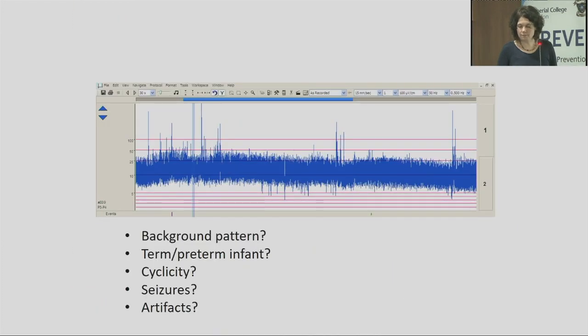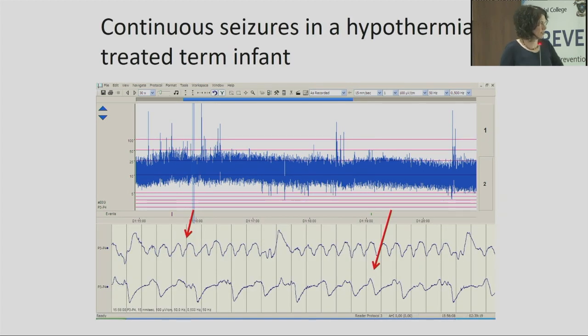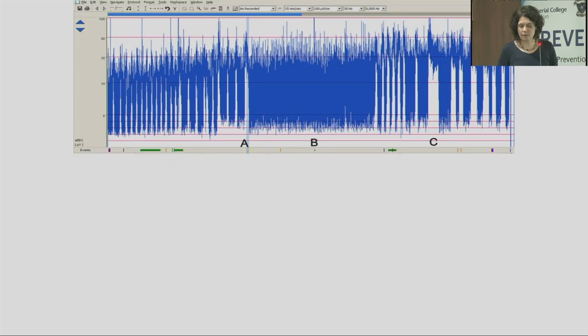So here, continuous, but no sleep-wake cycling. So in a term baby, this would be slightly abnormal because there's no sleep-wake cycling. Any seizures? No, no seizures on the aEEG, but there are seizures. Again, they are too low amplitude to be picked up from the aEEG.